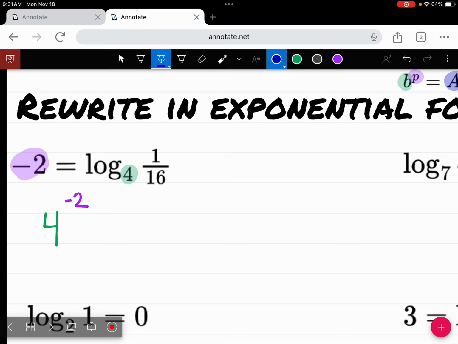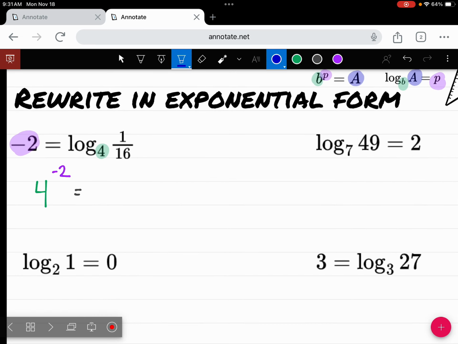So what is our argument then? What's the A piece? 1/16? And this is a true statement. 4 to the power of -2 is 1/16. It just is. So these two statements are equivalent. They mean the same thing.